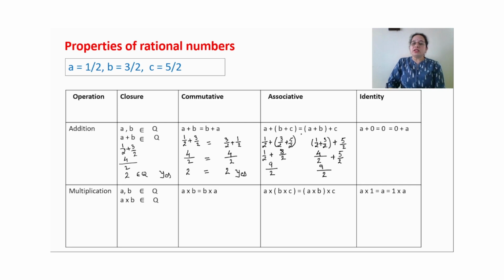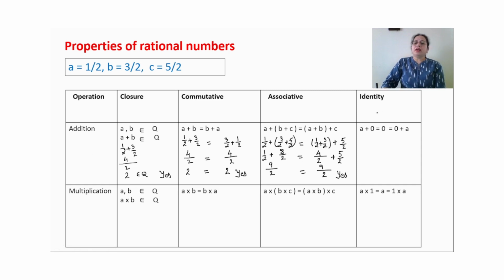So if we change the order of the bracket, we will change the groups, then also your answer is same, or we can say answer is equal. It means we can see this associative property in addition of rational numbers.